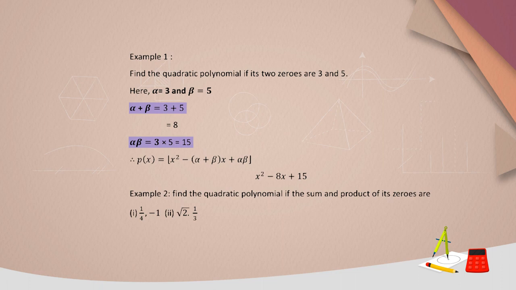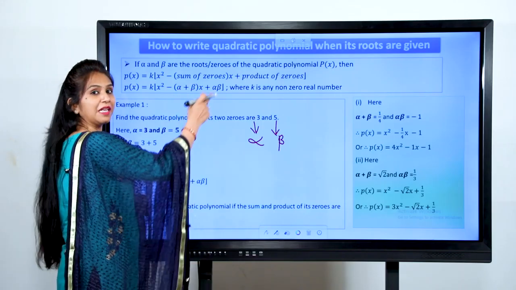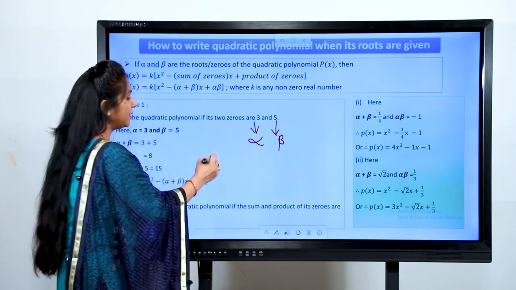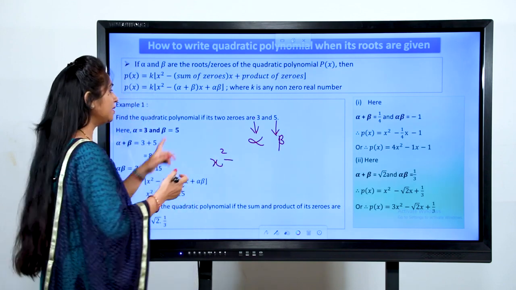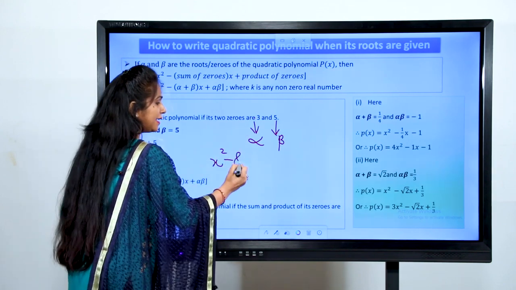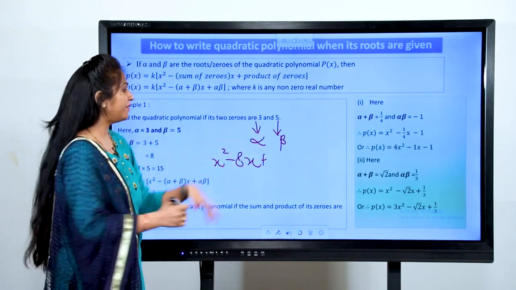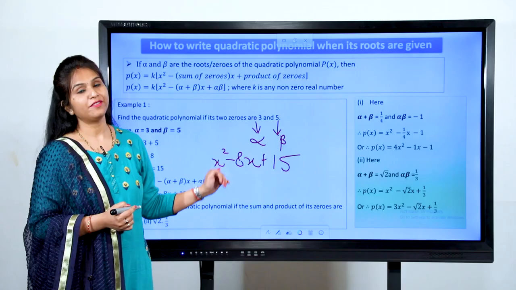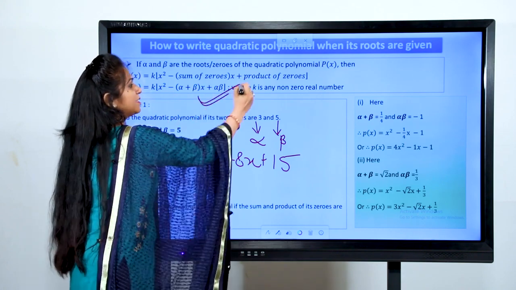So we have 8 as the sum and 15 as the product, and if we substitute the values here in this equation, your quadratic polynomial will become x square minus sum of your zeros, 3 plus 5, that is 8x, plus product of your zeros, 3 into 5, that is 15. So children, this is very easy. When alpha and beta are given to you, you can frame your quadratic polynomial by using this particular expression.